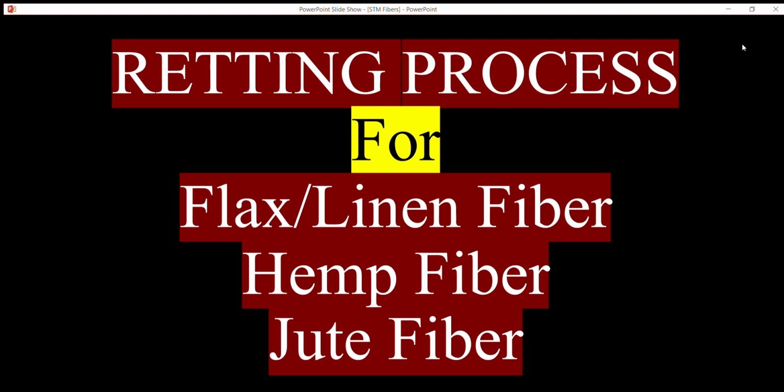Today we will discuss what is the retting process and for which fibers it is used, and next we will also discuss what are its types. So the retting process is widely used for the natural fibers like flax fiber or linen fiber, second hemp fiber and jute fiber.